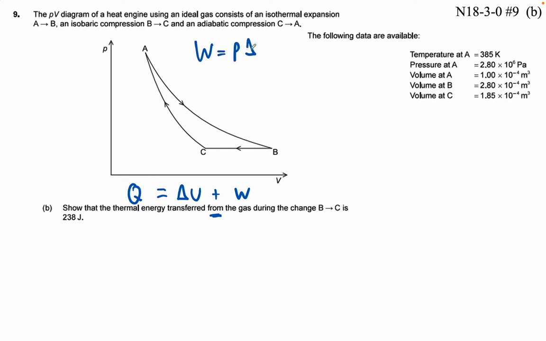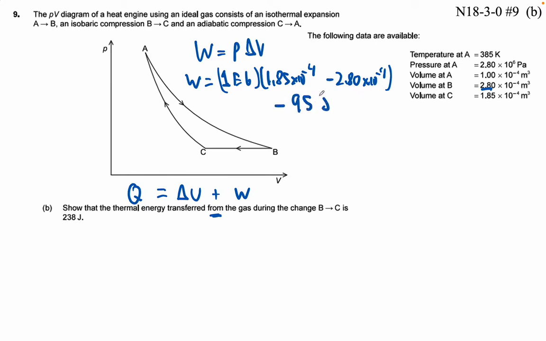Work is pressure times change in volume. We know the pressure at C is, well, they said show that it's 1 times 10 to the 6th. That's also the pressure at B. It's the pressure for that whole process. So the work is 1 times 10 to the 6th, and then the change in volume is final minus initial, so it's 1.85 times 10 to the minus 4th minus 2.80 times 10 to the minus 4th. Let's do that, and I get negative 95 joules.